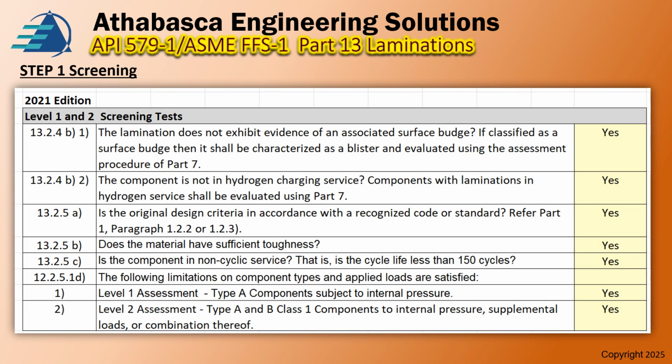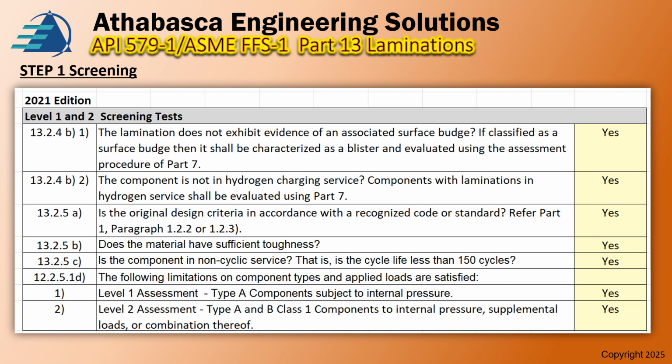We always begin with a screening check, because what's the point of doing all the math if you're going in the wrong direction? We did that Table 2.1 before, and this is a final check to make sure that we don't have to go to other sections in the code. So the first question, and I've referenced 13.2.4 b1, for example, and I'm not going to continue that, but here's an example: lamination does not exhibit evidence of an associated surface bulge.